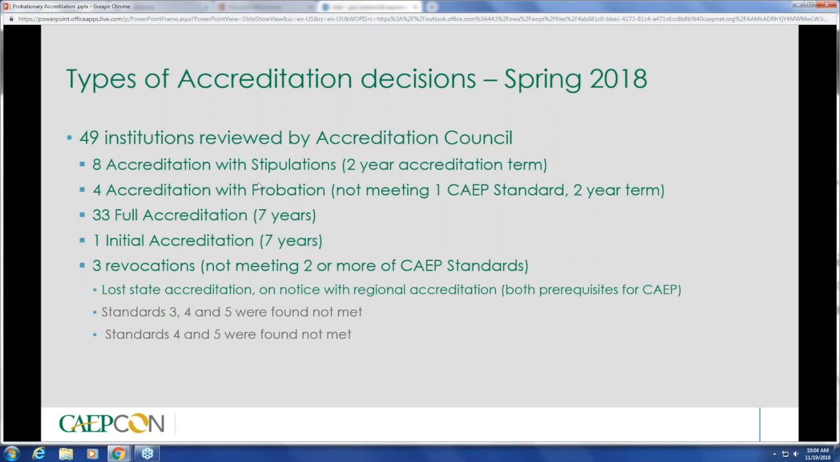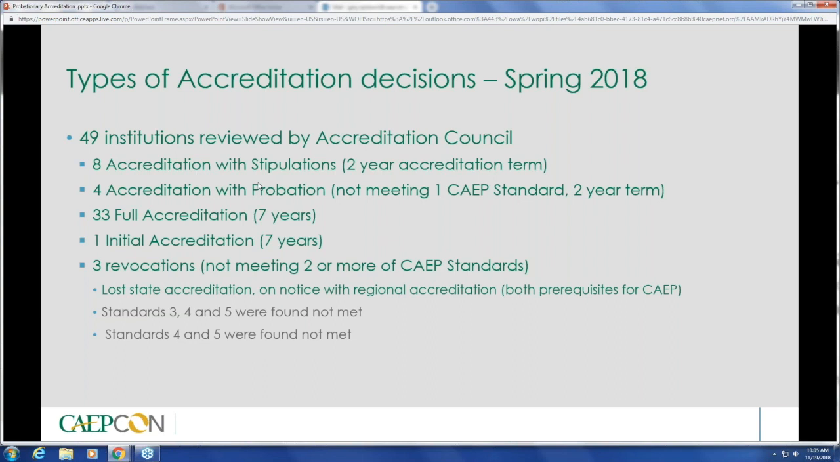And of those revocations, the last one, the one that had standards 4 and 5 not met, they appealed their decision, and the appeals panel said they met standard 4, and so they were then moved to probation. So there has been a little bit of movement.